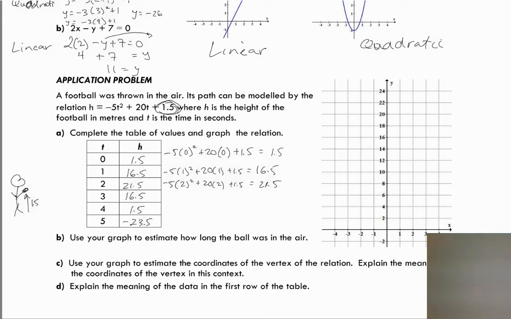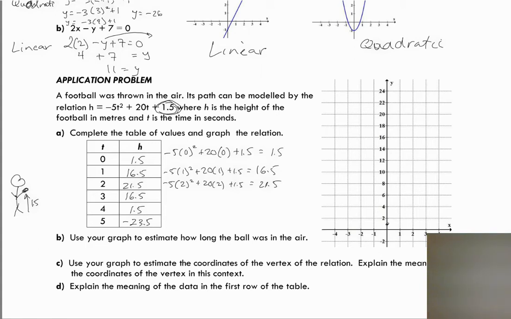Now, this doesn't really make a whole lot of sense because at 5, we're going to be down underground here. Really the ball doesn't go under the ground, the ball hits the ground and would bounce. But let's plot this. Use your graph to estimate how long the ball was in the air. So let's try this out. Let's plot the graph.